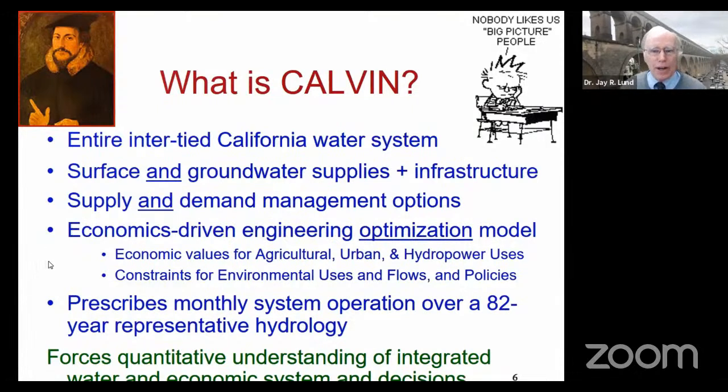And to manage it in an integrated way, for us, the easiest way to look at that and the most economically rigorous way to do that was with an optimization model. So we have an economically driven optimization model driven by the economic values of water delivery for agriculture, cities, hydropower. And then we have constraints for environmental flows, environmental uses, and state water policies. This model prescribes monthly system operation over a 72-year period with a representative, historical hydrology. And to me, the most important thing about this model, and all hydroeconomic models really, is that they force a quantitative understanding of the integrated water and economic system and the decisions that are involved in operating it.